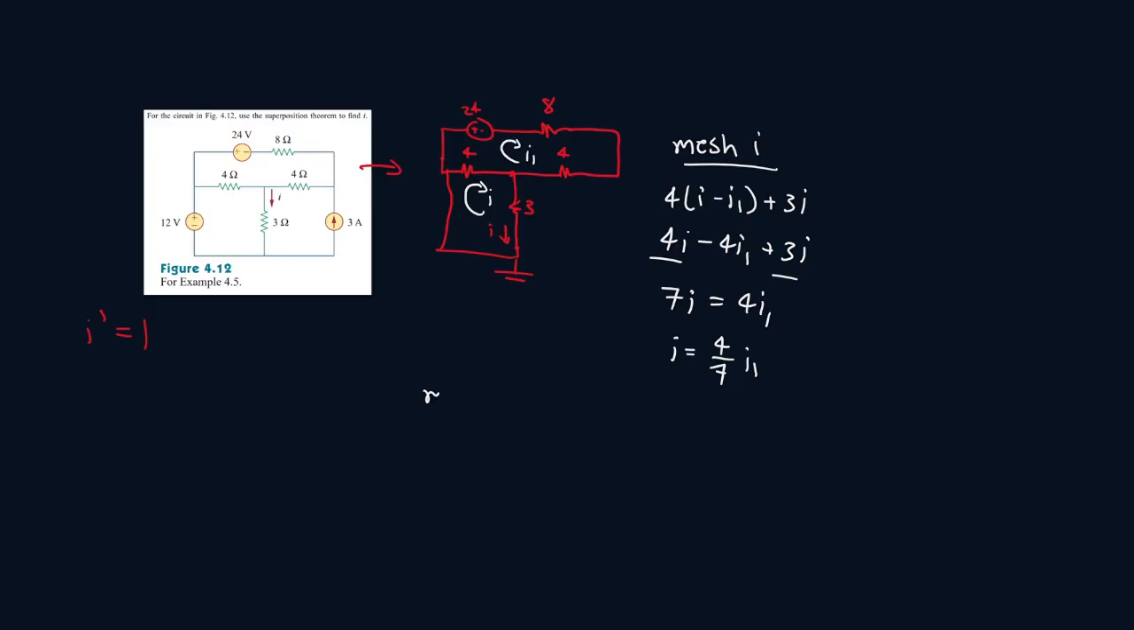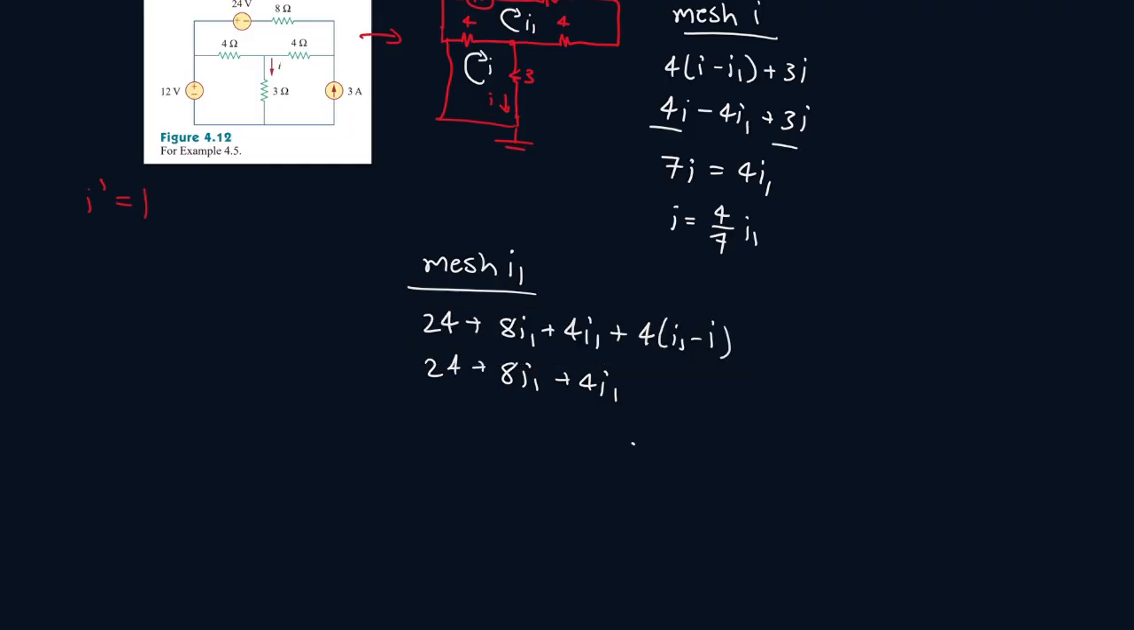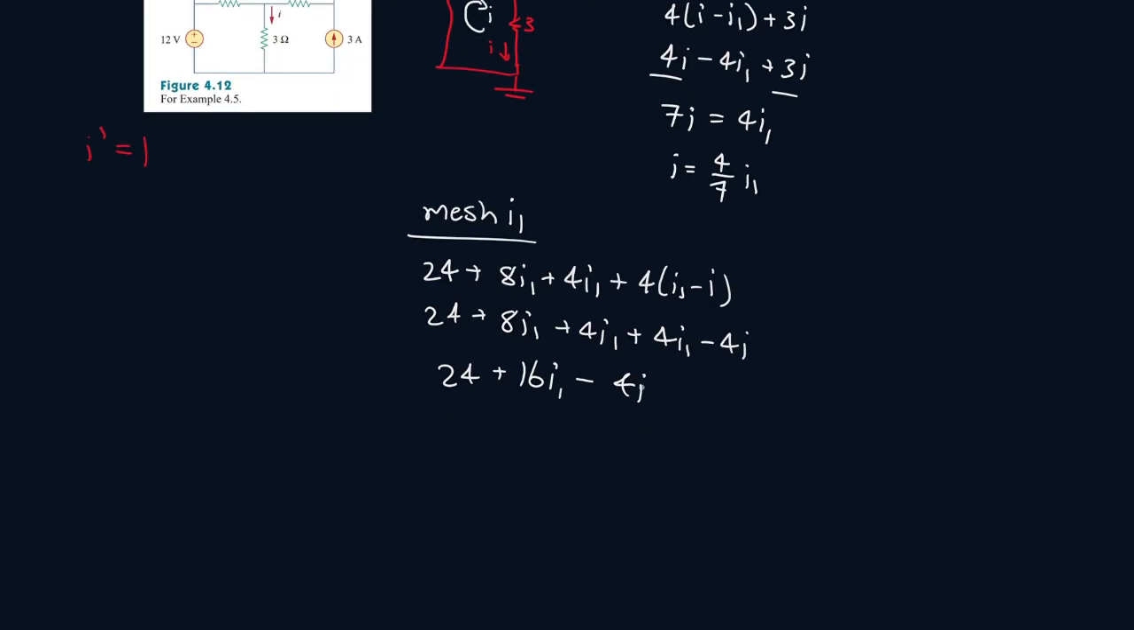Now for mesh I1, it's 24 plus 8I1 plus 4I1 plus 4 times I1 minus I. So 24 plus 8I1 plus 4I1 plus 4I1 minus 4I. Collect like terms. So 24 plus 16I1 minus 4I. Now let's isolate for I1. So I1 will be equal to 4I minus 24 over 16.